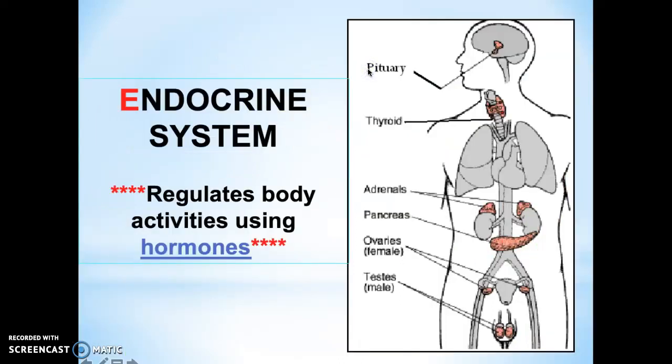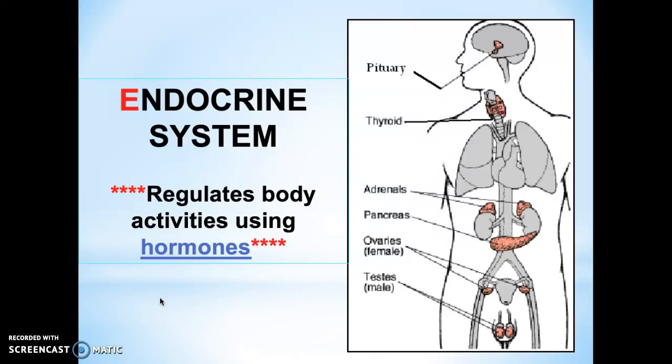So the next one is called the endocrine system. The endocrine system's job is that it regulates body activities using hormones. So any information on the STAAR test that is talking about hormones, you have to make that connection here, that hormones have to do with the endocrine system.